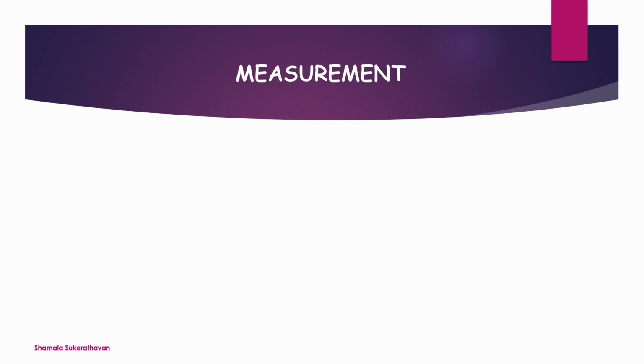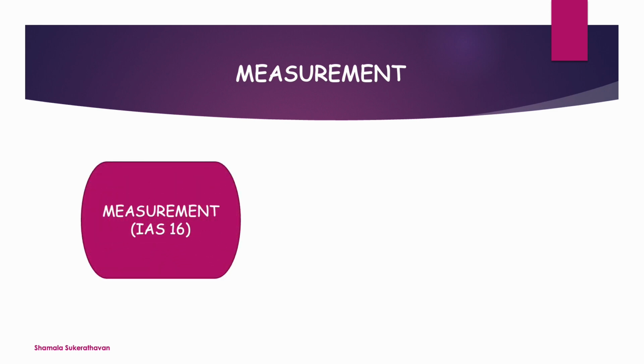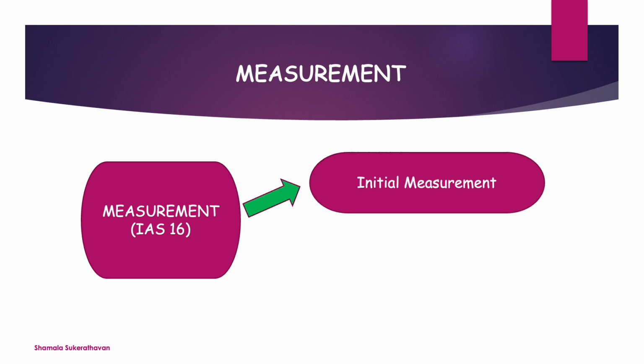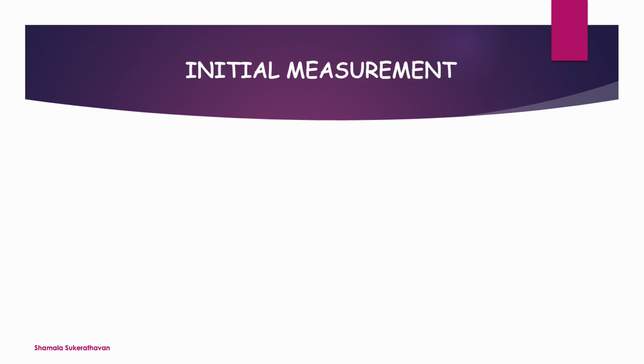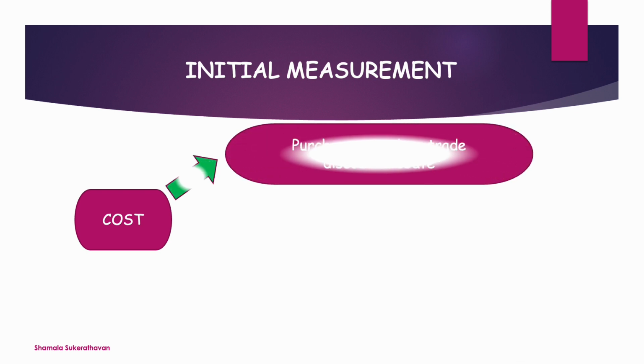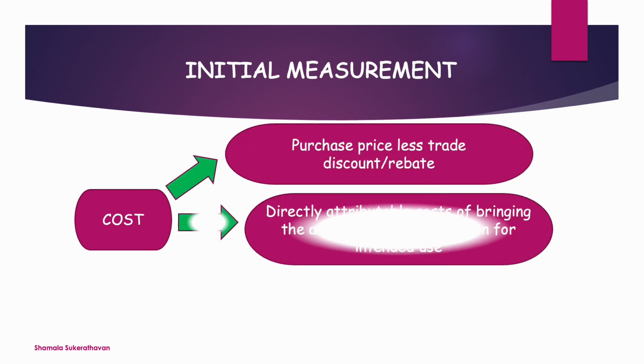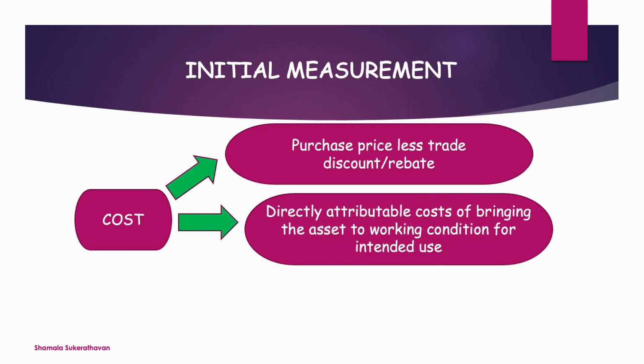Now, let's look at the measurement principles set out in IAS 16. This is broken down to initial measurement, that is measurement at recognition date, and subsequent measurement. PPE is initially measured at cost. This includes 1. Purchase price net of trade discounts or rebates. 2. Directly attributable costs of bringing the asset to working condition for intended use.